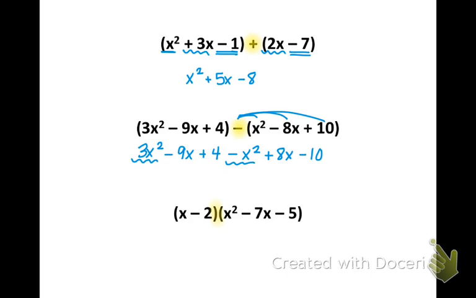3x squared, negative 1x, negative 9x, positive 8x, positive 4, negative 10. So my x squareds give me 2x squared. My x's give me minus 1x. And my constants give me minus 6. All right? Do not try to draw a box that's 3 by 3 and multiply out 3,000 things. That's not what these problems are asking you to do, and that's the mistake that people tend to make on their quiz, okay?